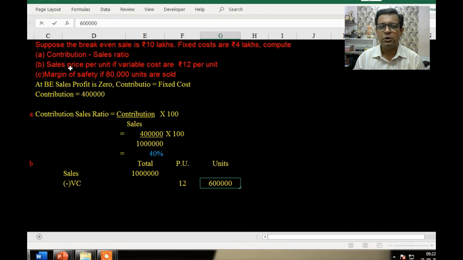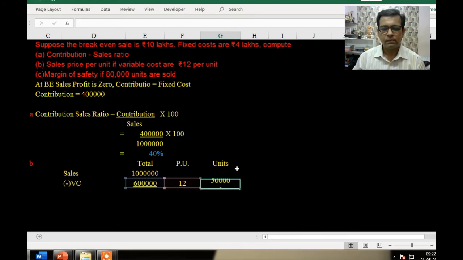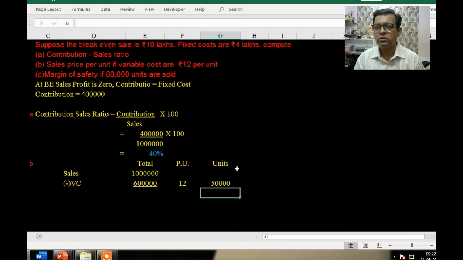Sir, how did you get 6 lakh? Simple. Pay attention here very carefully. The sales are 10 lakh. Contribution is 4 lakh. So obviously variable cost is 6 lakh. If I want to calculate units, I will get how many units? Let's do the calculation. Yep, we get 50,000 units. Our job's done.